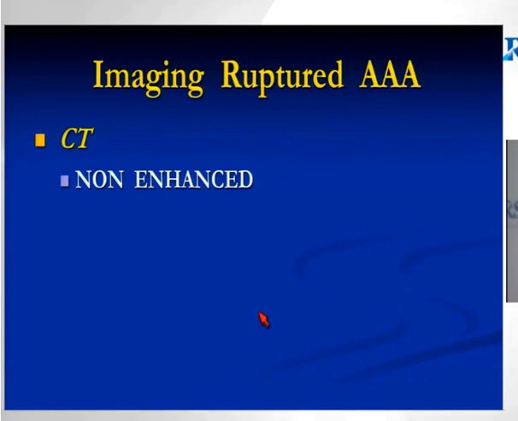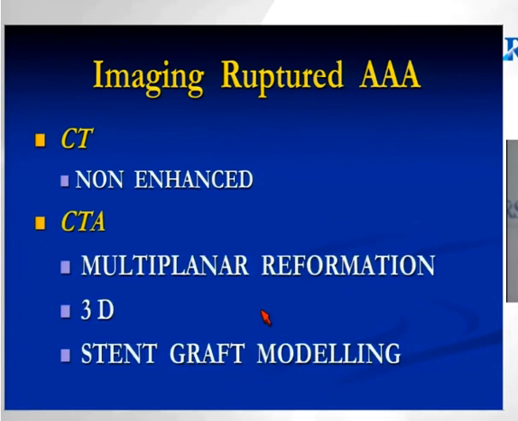So proceeding on to imaging of ruptured AAAs, yes, we do use non-enhanced, and we do CT angiography, and the important features there are to do it as a planning instrument, not just a diagnostic instrument, with multiplanar reformations, 3Ds, and stent graft modeling.